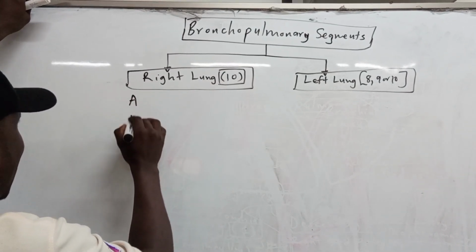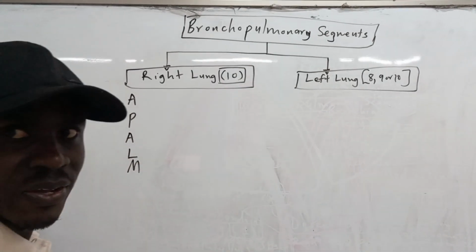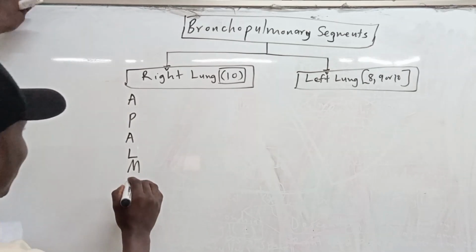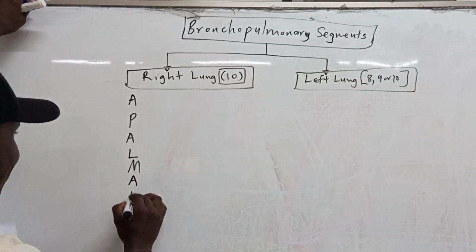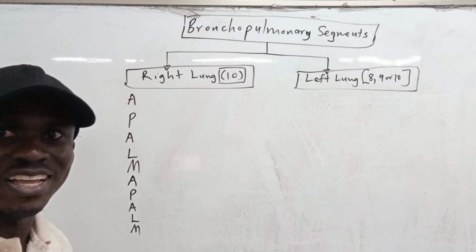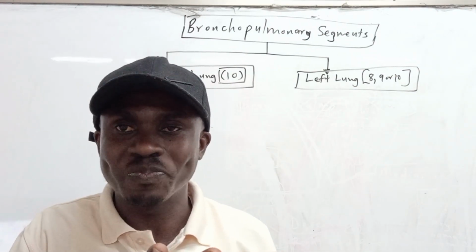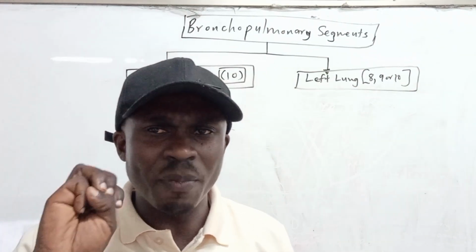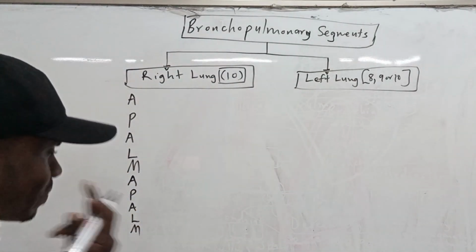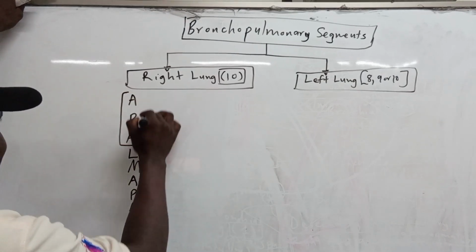A P A L M. So I'm talking about a palm, for instance. Now, after you have written the a palm, write it again. Repeat it for me. A palm again. So with this mnemonic, how many palms have you given me? You have given me 2. The right lung is having how many lobes? 3 lobes.